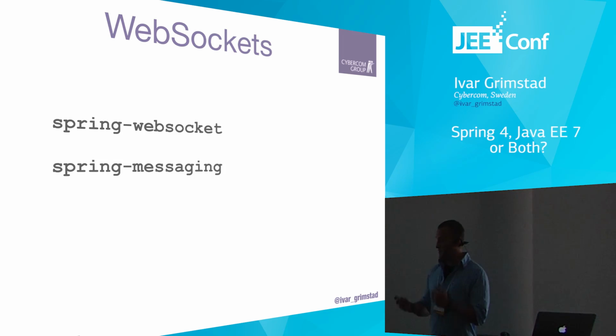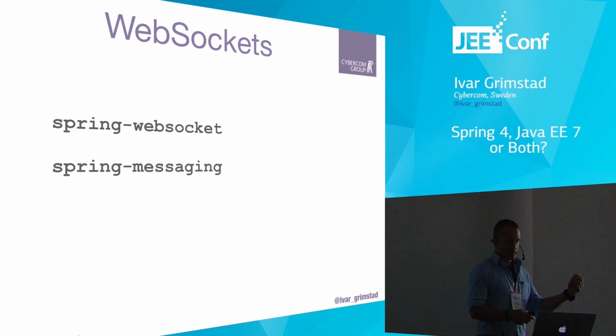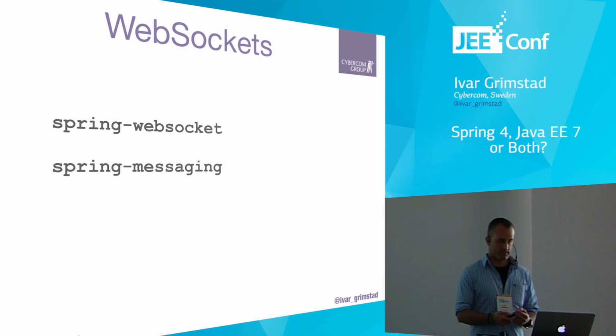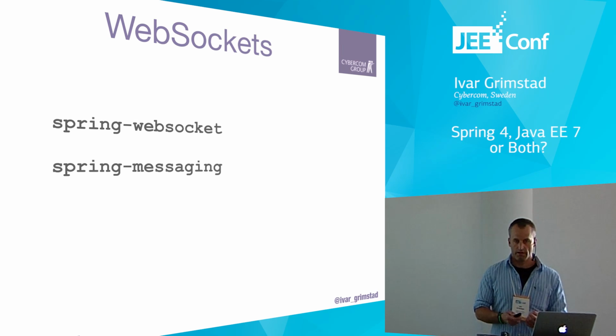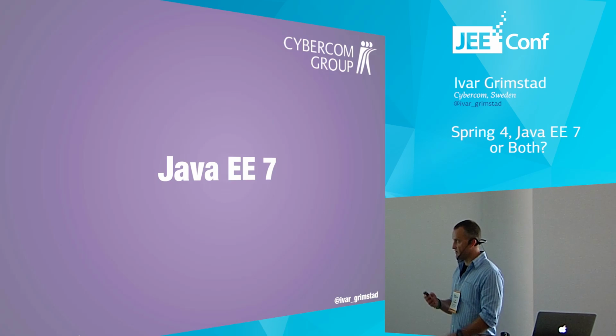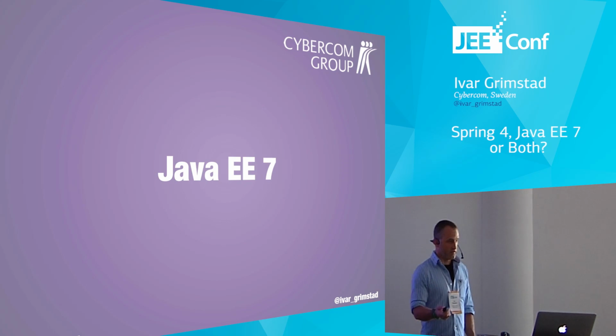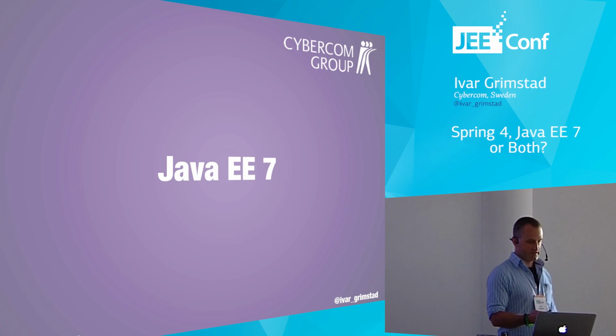They have excellent support for WebSockets and messaging, and the Spring WebSocket supports both the JSR 356 WebSocket in Java 7, but also SockJS as a fallback. For example, if you're using later browsers than iOS 10. And they also have Spring Messaging, which supports STOMP messaging to WebSocket clients. So that concludes the part on Spring 4. Let's have a look at Java EE 7.